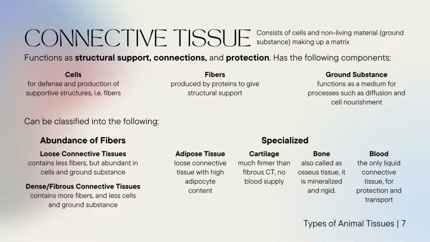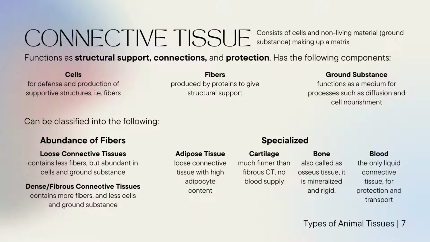Next is connective tissue. It consists of cells and non-living material, which is the ground substance, making up a matrix. Its functions are structural support, connection, and protection. It has the following components.